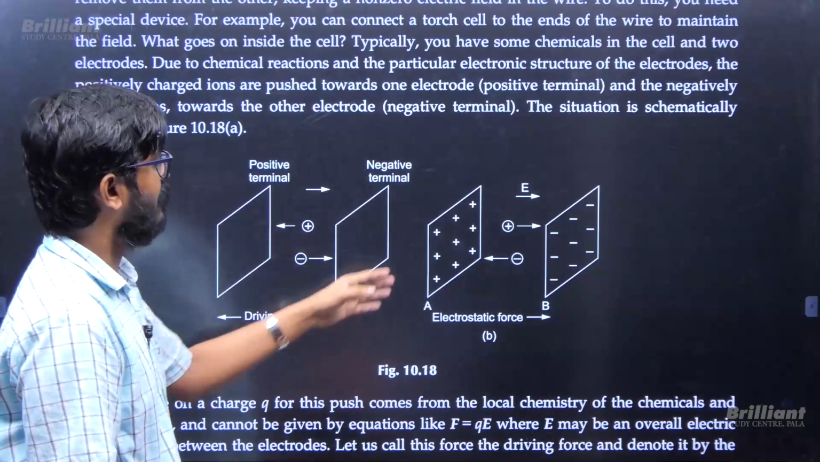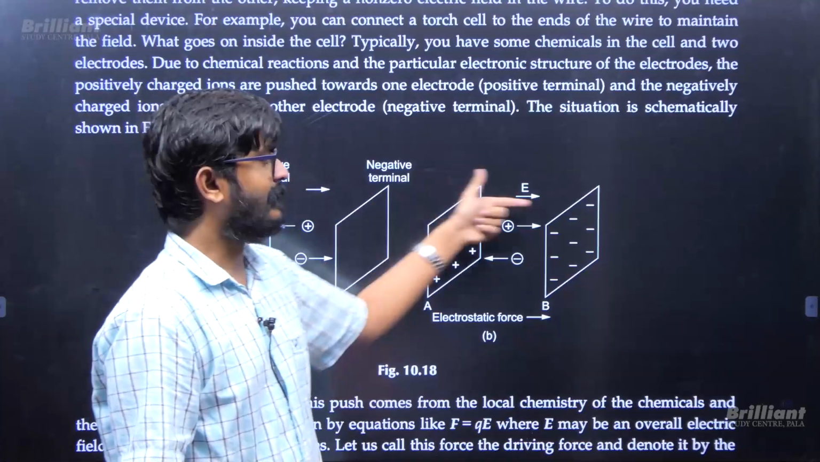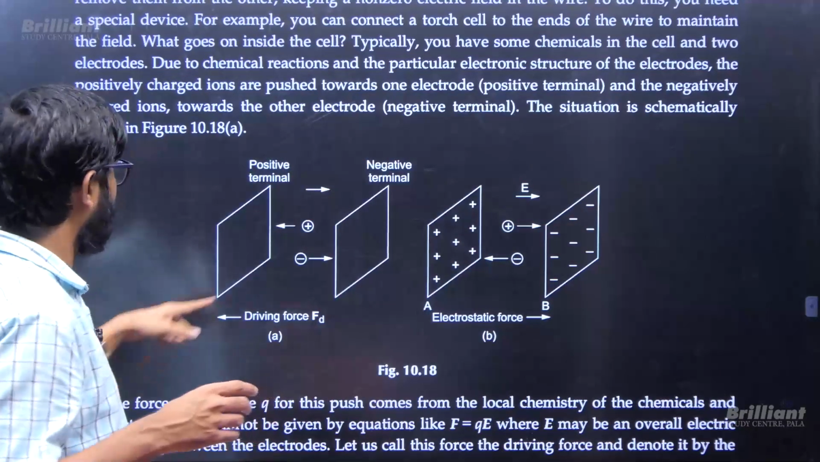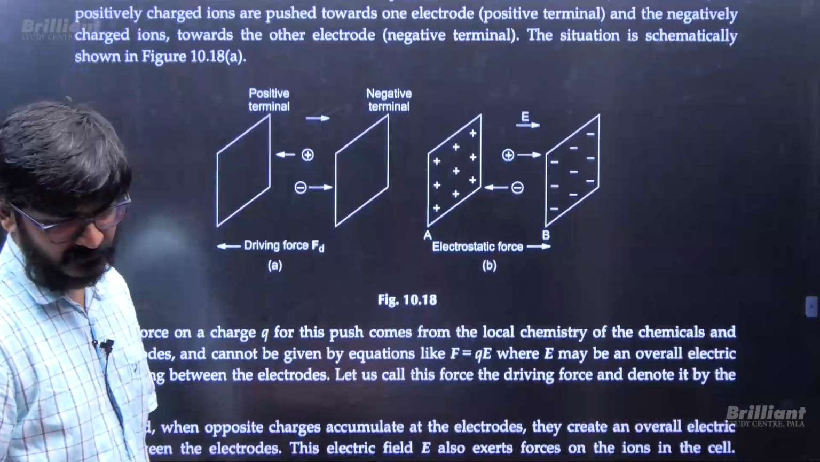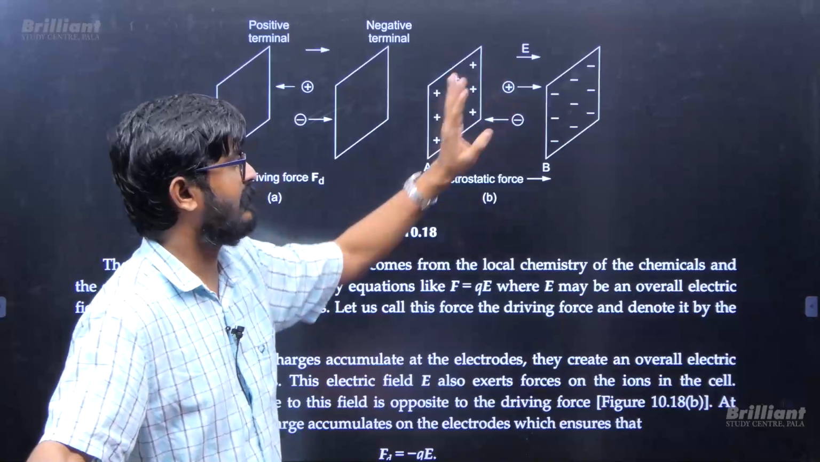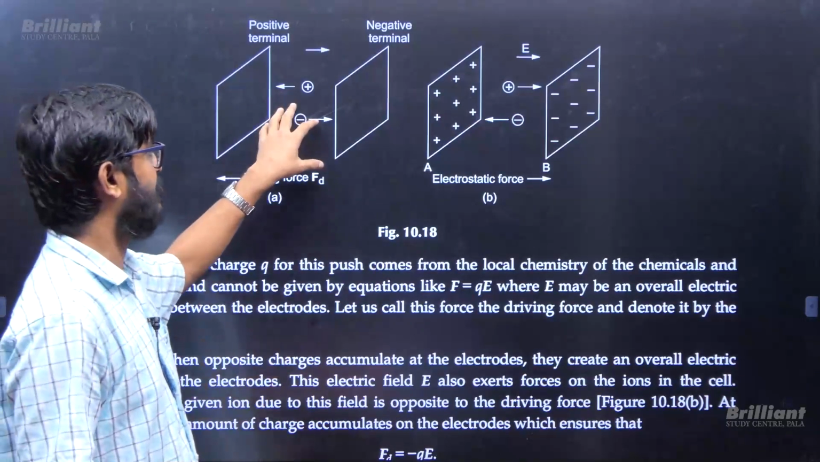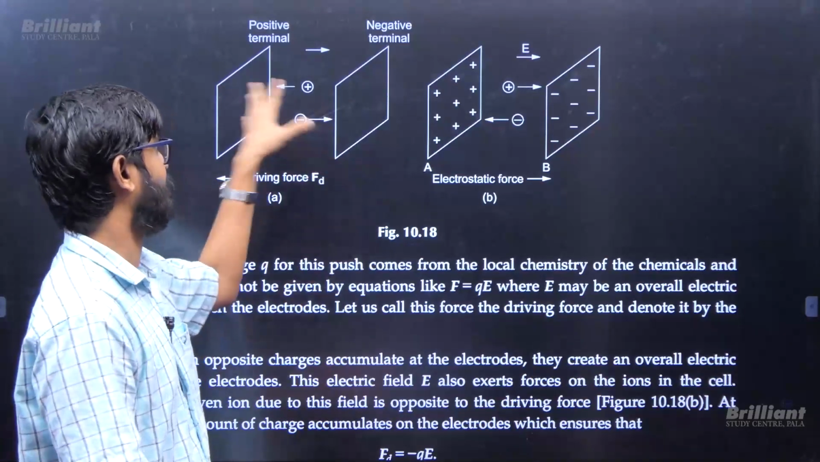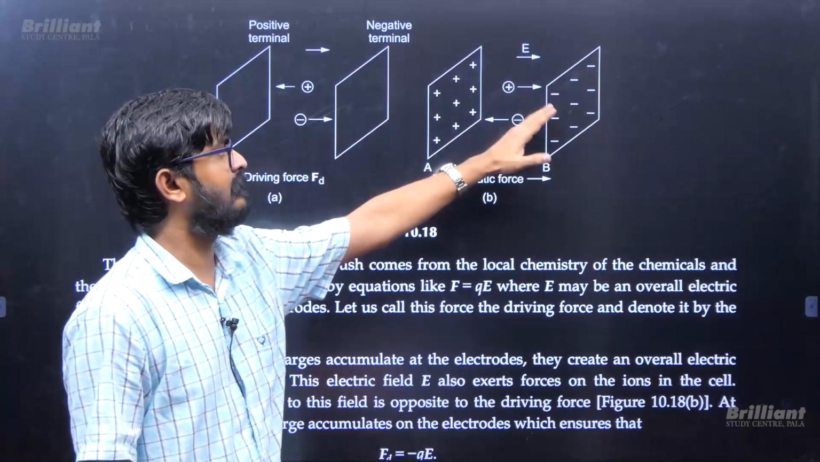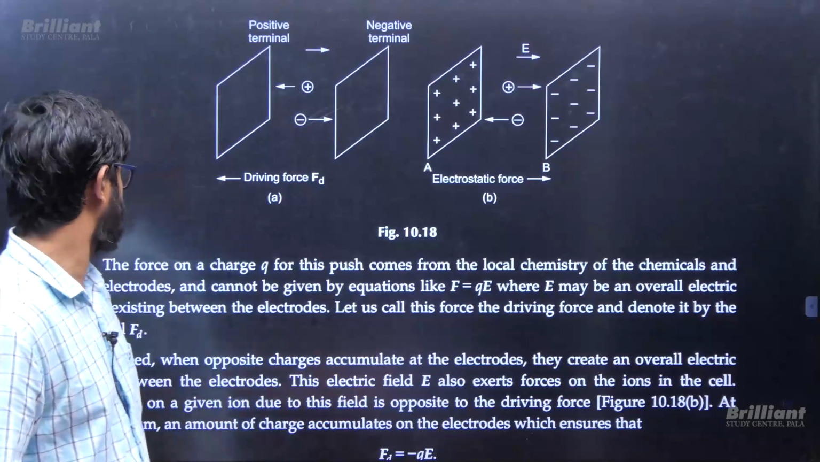Eventually, this side will become the positive plate and this side the negative plate, and an electric field will be generated because of this accumulation. This situation is schematically shown in the figure. So there were two kinds of forces. Initially, only the chemical reaction was happening and charges were moving. After that, charges settled down and because of that the electric field comes into the picture.